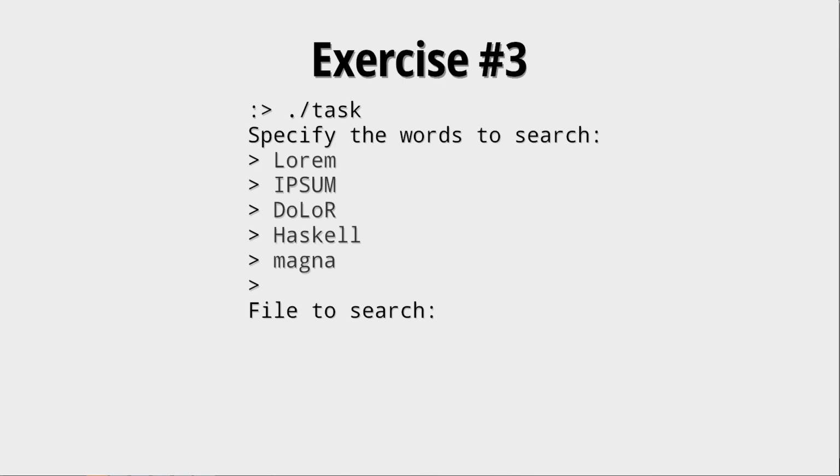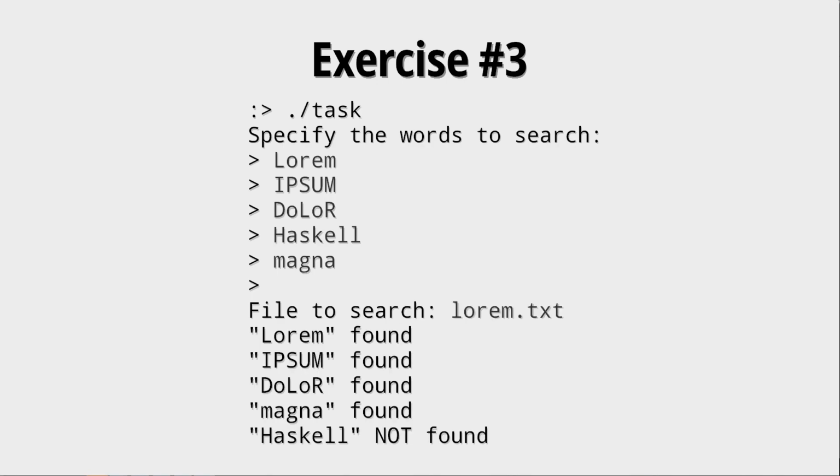Now, this should be relative to the path you are in at execution time, so relative to your current working directory. So if there is a lorem.text in the same folder as you are in right now, or the same directory, then it should search for these words within this text file. By the way, this lorem text file is in the description, so you can use it for testing.